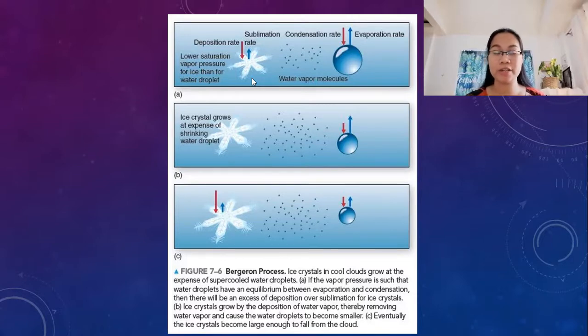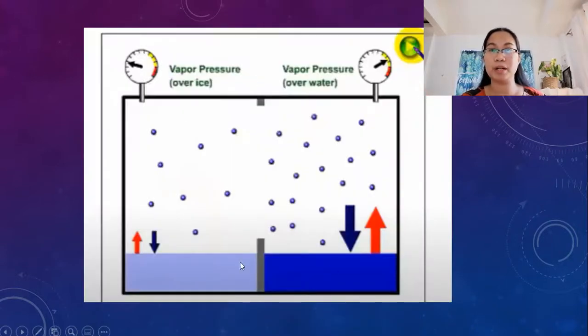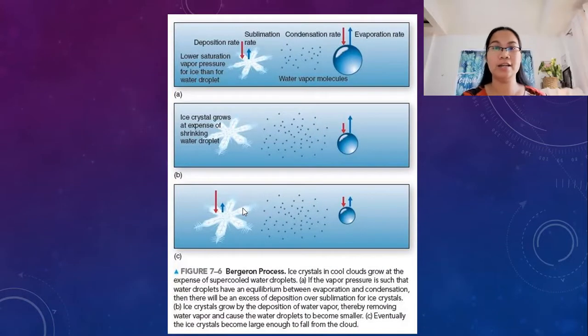And evaporation is, of course, from liquid to gas. And then condensation is from gas to liquid. So you can see here in letter B, ice crystal grows at the expense of a shrinking water droplet. Because I have shown in the previous illustration, balikan natin, since mas mataas ang pressure over water, so that particles could move over ice, then there will be deposition. So that water vapor will now be solid ice crystals. Okay, so as you can see, there's a growth in the ice crystal, but there is a shrinking water droplet. So that is the Bergeron process.